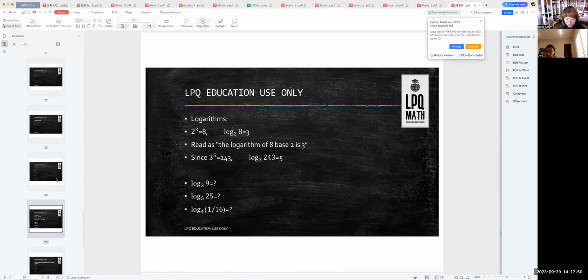OK, now let's look at logarithms. How do we read it? Read as the logarithm of 8 base 2 is 3. Logarithm of 8 base 2 is 3. Read this first, then this, then this. Since 3 to the power 5 equals 243, so log of this, we'll only do the last question. What does it equal?